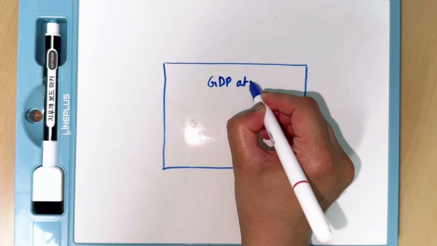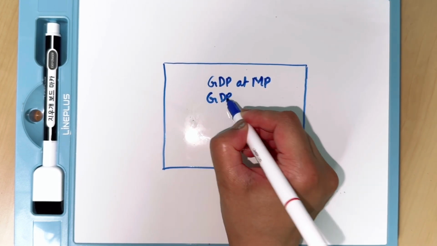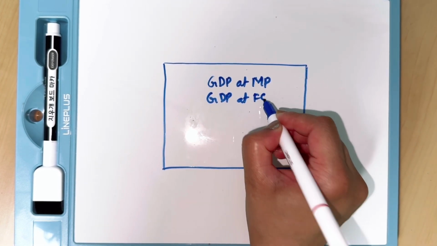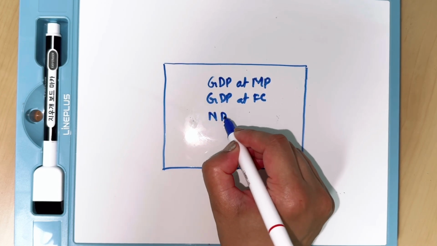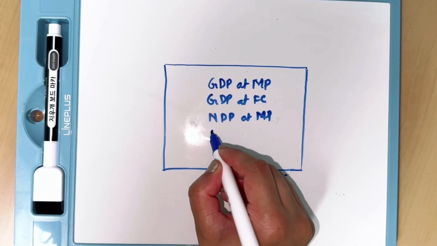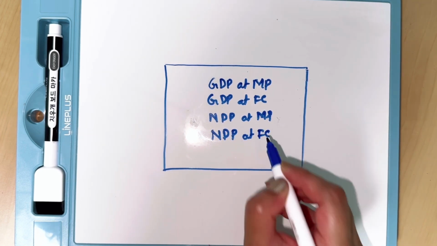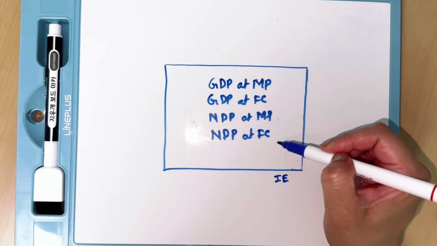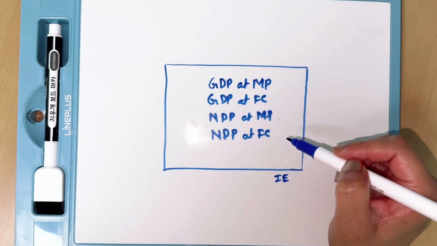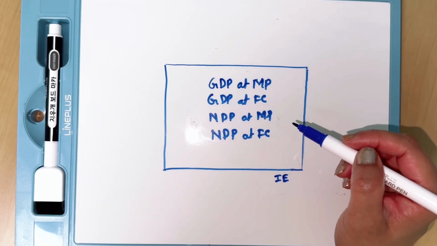There are four national income aggregates: GDP at market price, GDP at factor cost, NDP at market price, and NDP at factor cost, which are domestic aggregates. These aggregates include income generated by residents only.